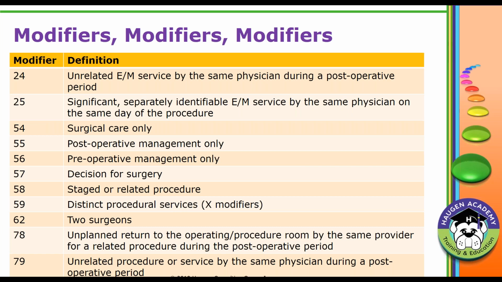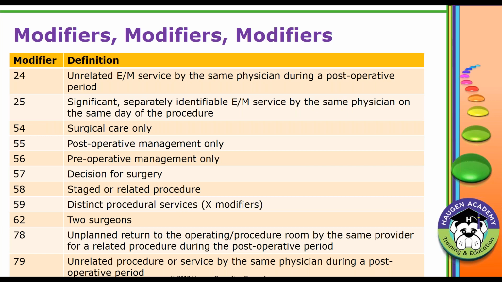59 is used for our NCCI edits. So we had an example of that earlier when we looked at closed and open procedures. So if they did a closed procedure on the left side, open procedure on the right side, you could use 59 modifier to bypass NCCI edits. We would recommend using X modifiers if you can, just because they're a little more specific. So XS modifier for separate site.